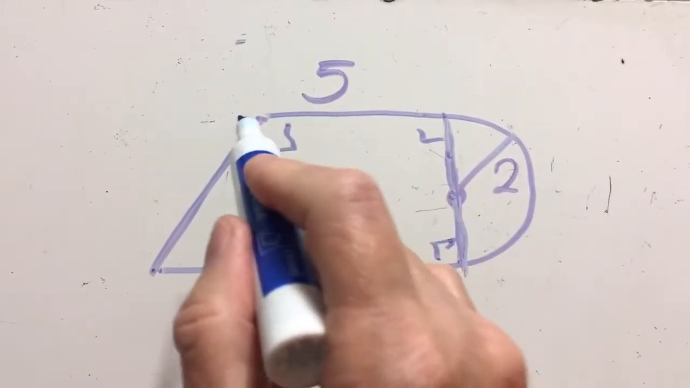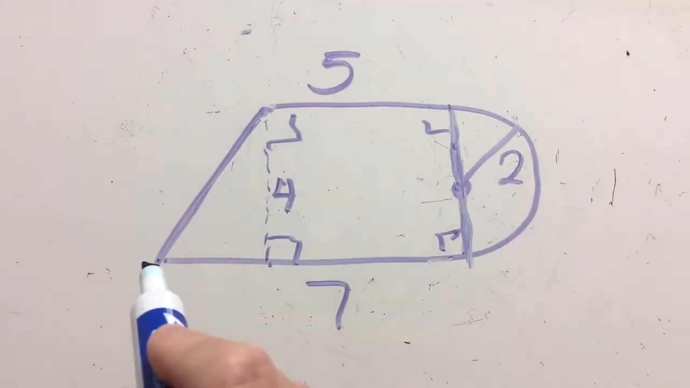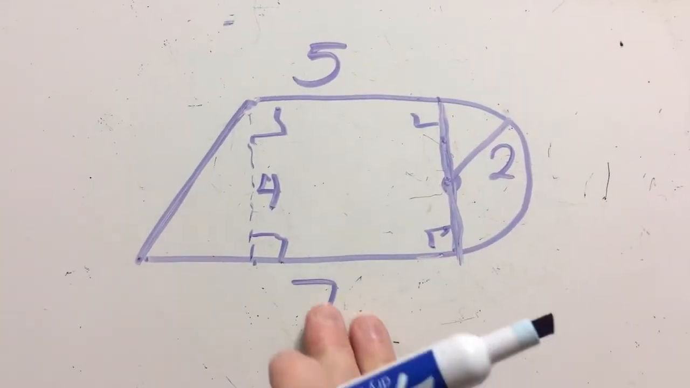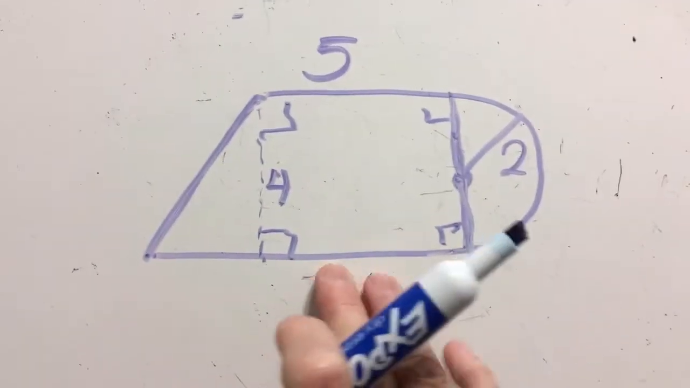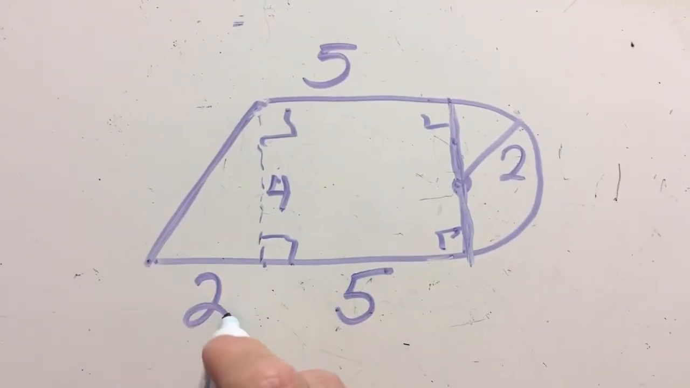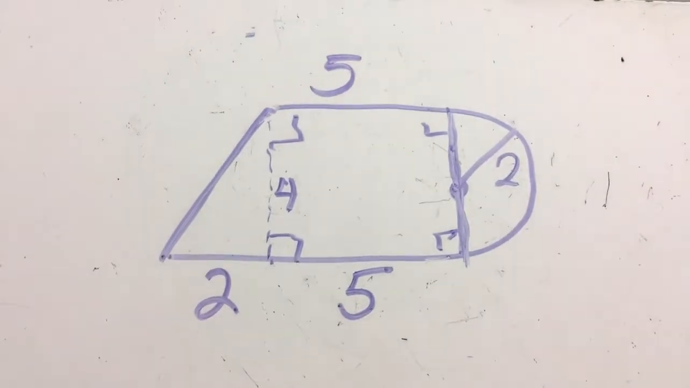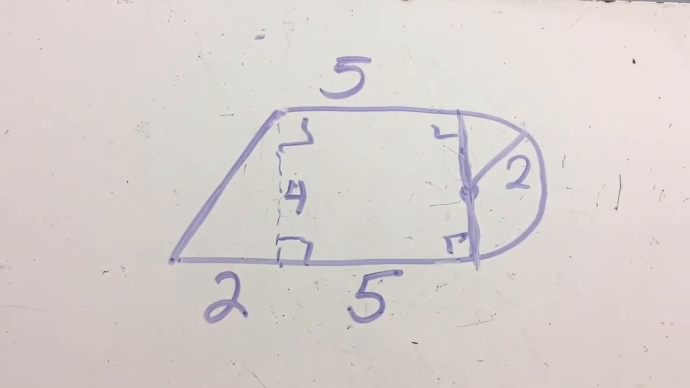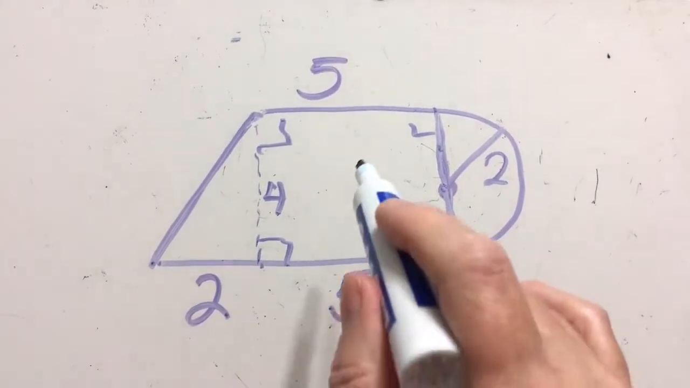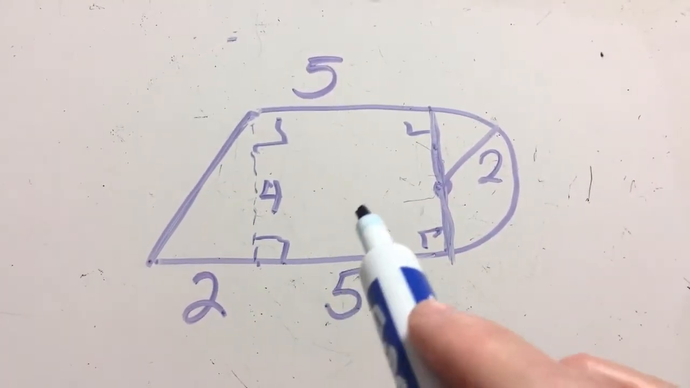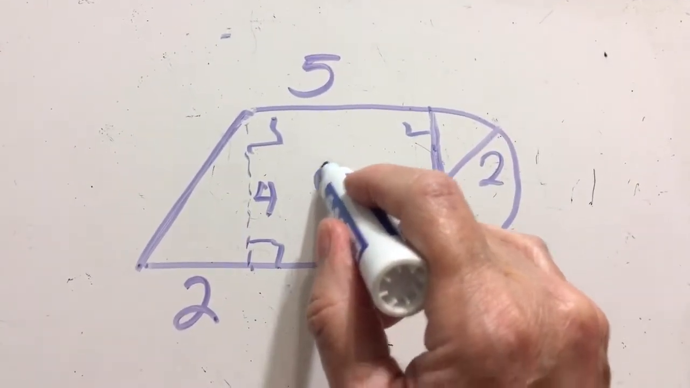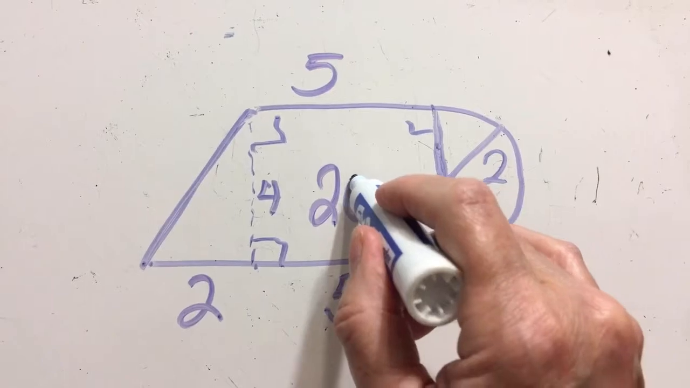Since this line is 5 and this whole line is 7, we know that the 5 must match a 5 down here. So let's take our 7 and break it up into a 5 and a 2. Now we're all ready to figure out our area. Let's start with our rectangle in the middle. Rectangle area is length times width, or 5 times 4. So this in here is going to be 20 square units.